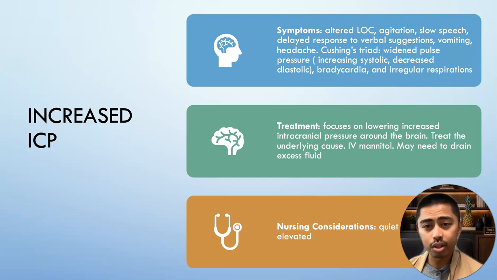Now, for increased ICP, any changes in level of consciousness is going to be your earliest and most sensitive sign. One of the late signs, which is Cushing's triad, includes widened pulse pressure, bradycardia, and irregular respirations. Again, an easy way to remember this is to remember the signs and symptoms of sepsis.